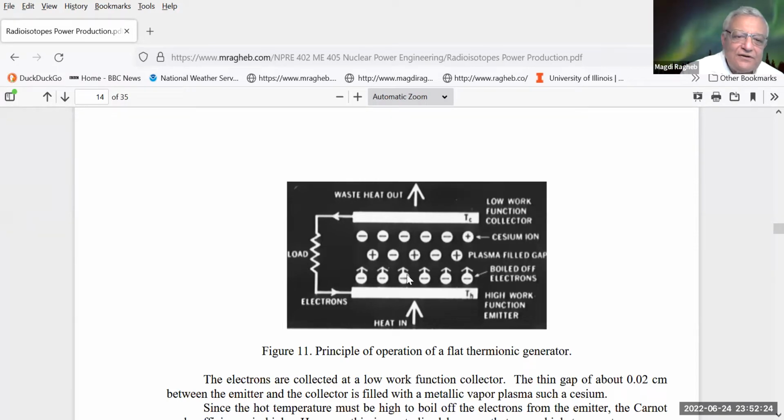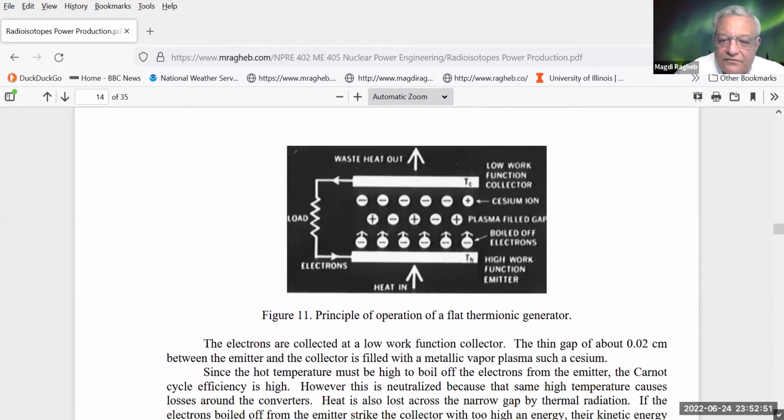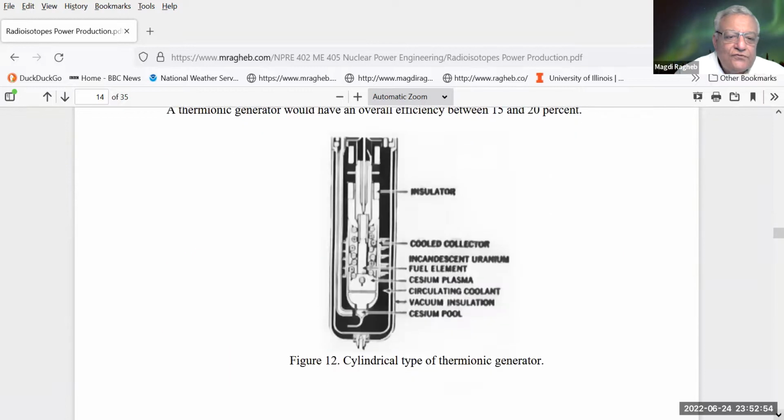So if you have cesium here and you heat the cesium, you ionize it, you have now a mixture of a plasma, in fact, of the ions that have been stripped of the electrons, and the electrons now start moving to an outside surface. And this is called a thermionic generator, whereas the one where we use the Seebeck effect is called a thermoelectric process. So don't confuse the two. This is a picture of a cylindrical type of thermionic generator. You would have a cooled collector here, and the hot, the cesium pool comes from the bottom here.